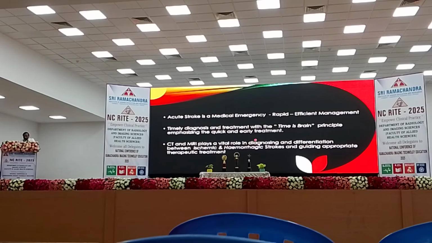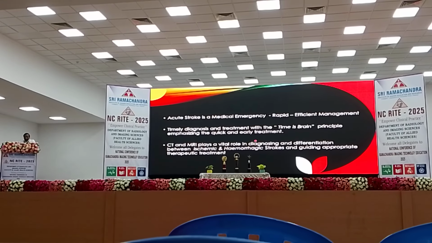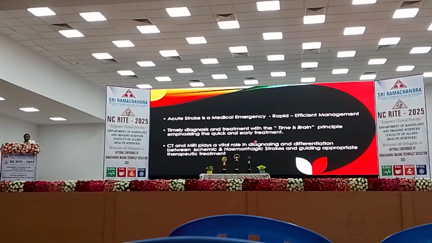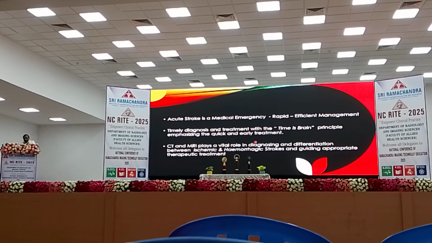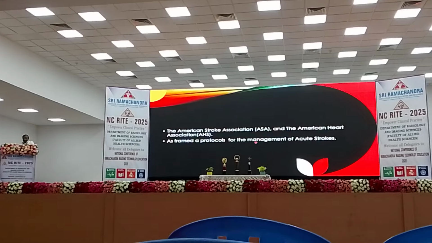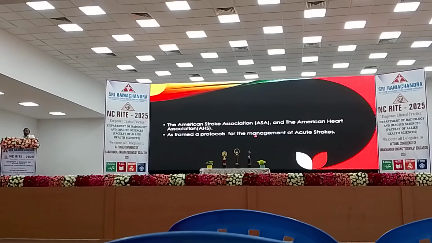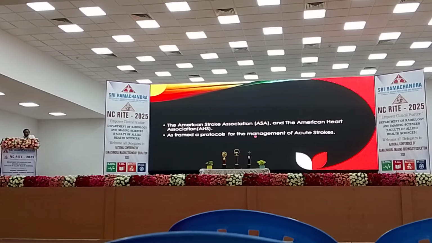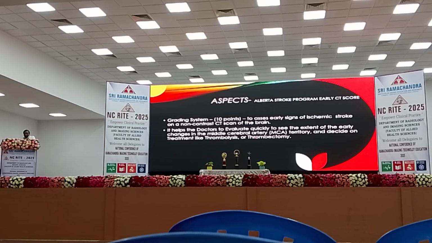CT and MR play a vital role in diagnosing and differentiating between ischemic and hemorrhagic strokes and guiding appropriate therapeutic treatment. The American Stroke Association and the American Heart Association formed guidelines on how to treat or frame a protocol for the management of acute stroke.